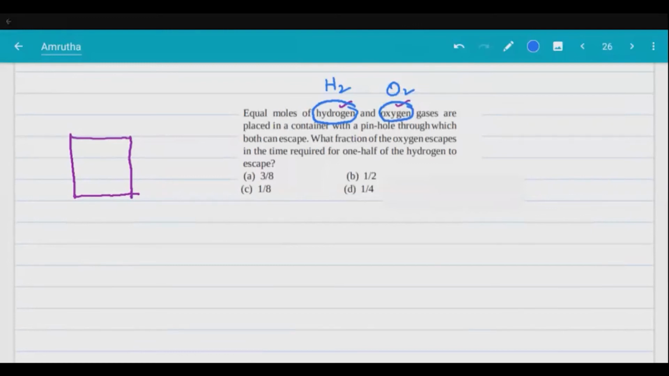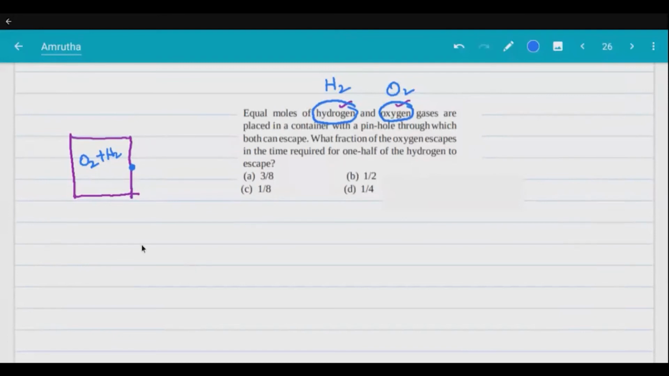Getting the point, right? Hydrogen always means H2, oxygen means O2. Okay, done. Now they are placed in a container. There is a very small hole through which both oxygen and hydrogen are escaping. What fraction of oxygen escapes in the time required for 1/2 of hydrogen to escape? Very interesting question.